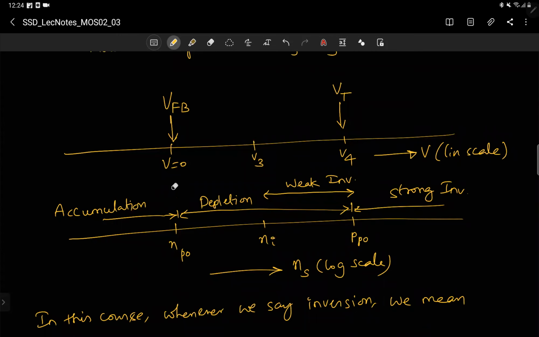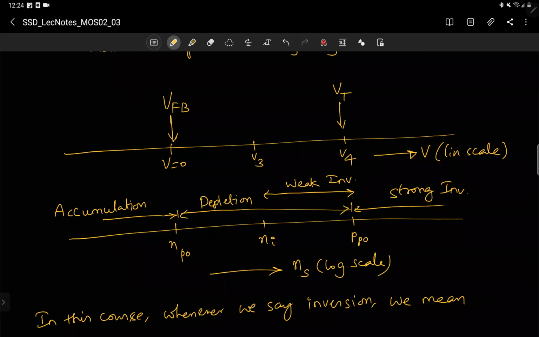So we saw earlier that less than V0 is called accumulation. Accumulation means accumulation of majority carriers, that is holes. And V0 to V4 is called the depletion regime. In that depletion regime, there is a part that is called weak inversion, that is between V3 and V4. And beyond this depletion regime, that is beyond V4, it is strong inversion.